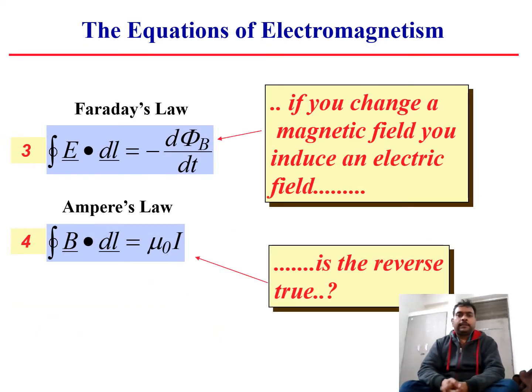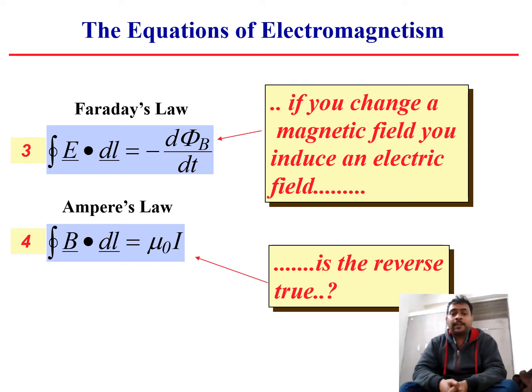So next are the induction laws. A changing magnetic field gives rise to an electric field, which is called the induced electric field. For that, if you take the line integral of electric field, it will give you the rate of change of flux. The negative sign indicates that the induced electric field will oppose the very change in magnetic field which is responsible for it. This is called Lenz law.